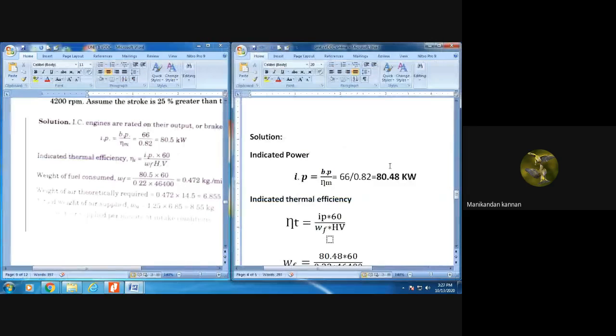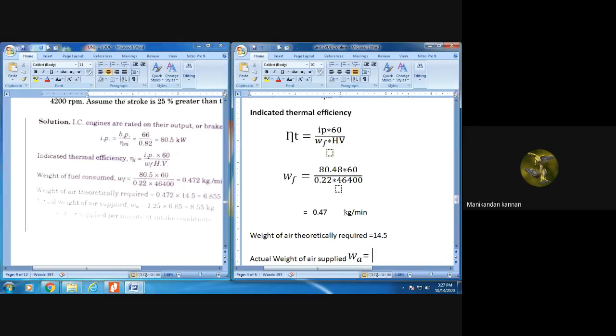Indicated power, it is coming 80. Very good. Your answer is good. Weight of the fuel 0.47 kilogram per minute. Now see, theoretically, I require air. That is air fuel ratio 14.5 multiplied by 0.47. I will explain this.